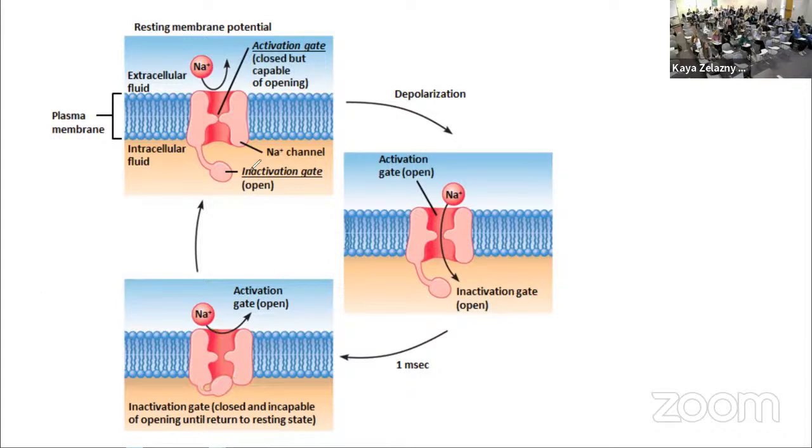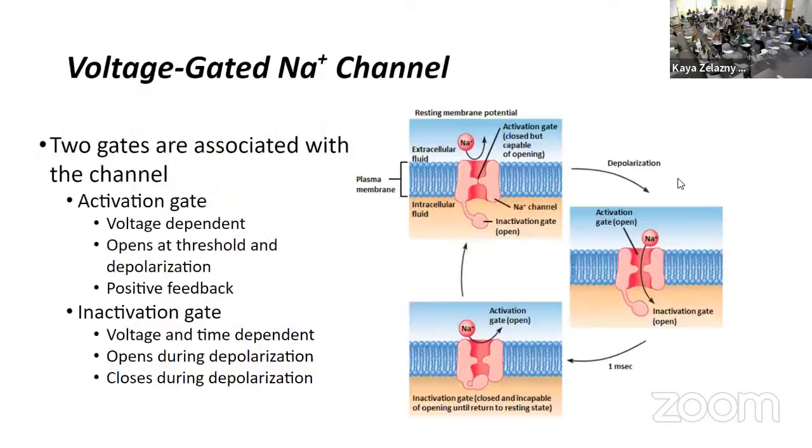Finally, to go back to rest, that inactivation gate loosens up, opens up, goes back to its original state, as does the activation gate. So the activation gate goes back to being closed. We'll see the effects that this has on the neuron overall as we think through our action potential. So these two gates are associated with the channel.